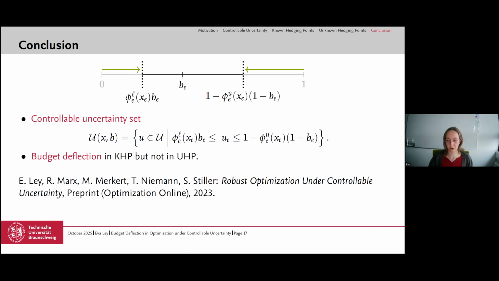This is also written down in our preprint robust optimization under controllable uncertainty that you can find on Optimization Online.